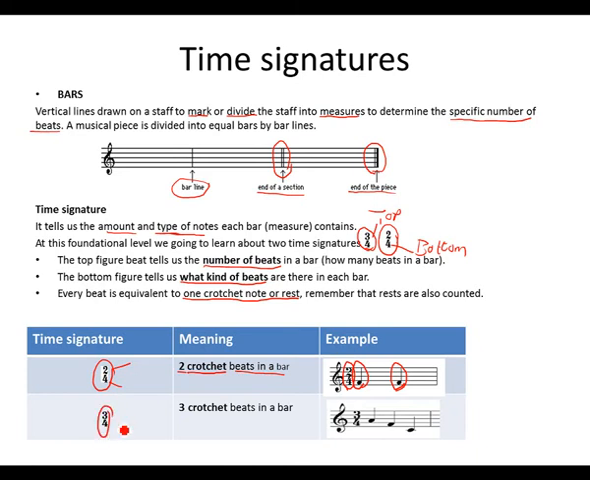3-4. The top one tells us the number of beats. The bottom one, what kind of beats. So it's three beats, and what kind of beats? Crotchet beats in a bar. Let's look at the three crotchets.